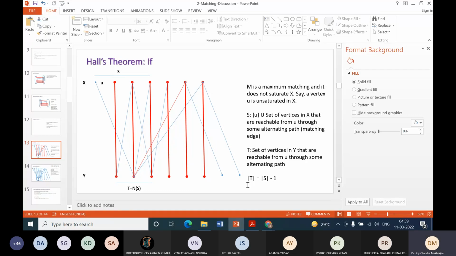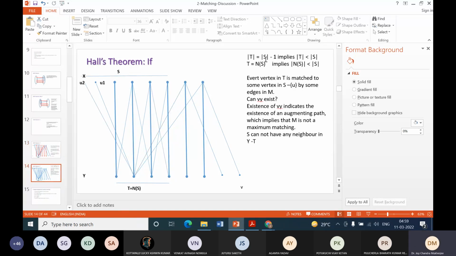So we have proven that mod T equals mod S minus 1. That immediately implies that mod T is strictly less than mod S. Now if we prove that the set T is exactly equal to the neighbor set of S, it means that mod T equals mod Ns, and since mod T is less than mod S, mod Ns is less than mod S.